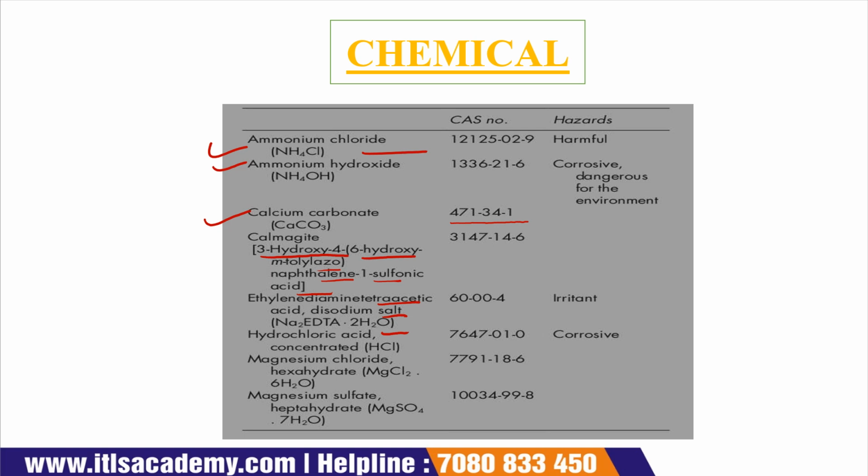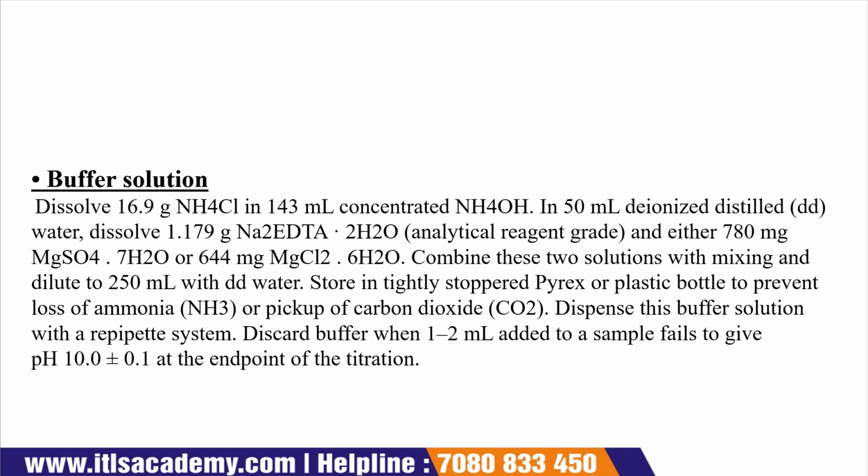60-00-4. And hydrochloric acid in concentrated form, magnesium chloride hexahydrate, magnesium sulfate heptahydrate, with CAS numbers 7647-01-0, 7791-18-6, and 10034-99-8. And the hazards related to these chemicals are what? They are harmful, corrosive, dangerous for the environment, and irritant. So when we are using these chemicals, we have to take precautions. And the next one is reagent preparation.